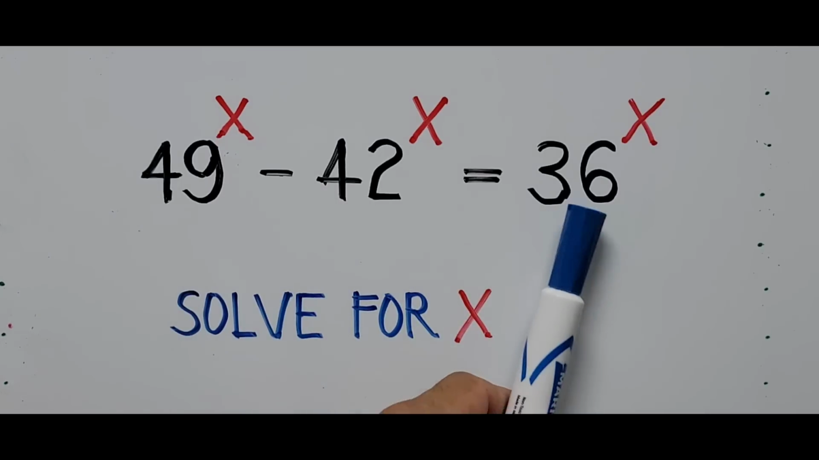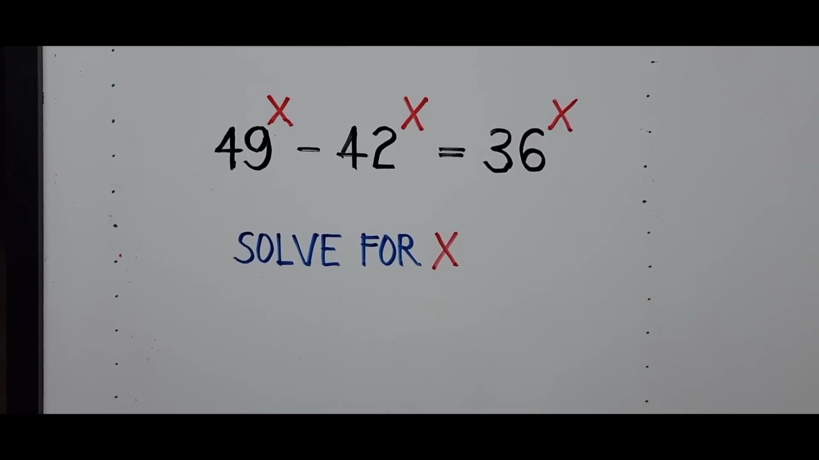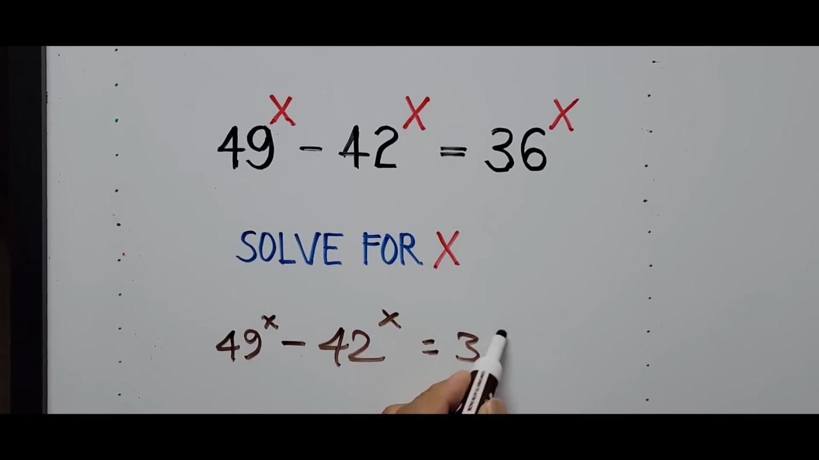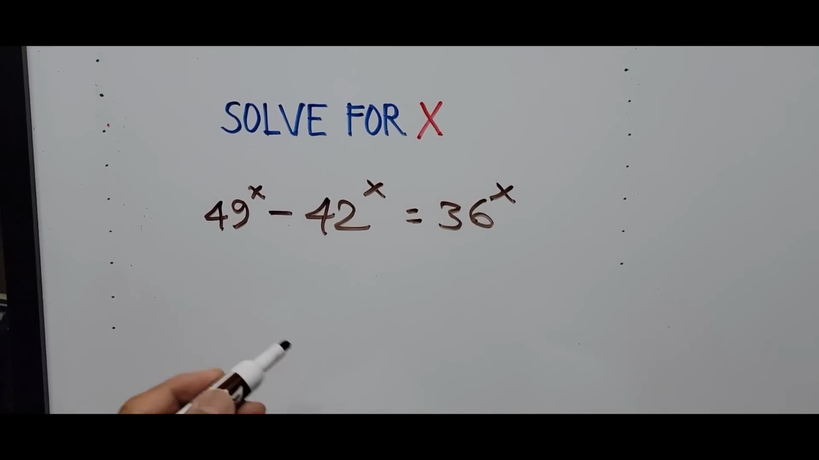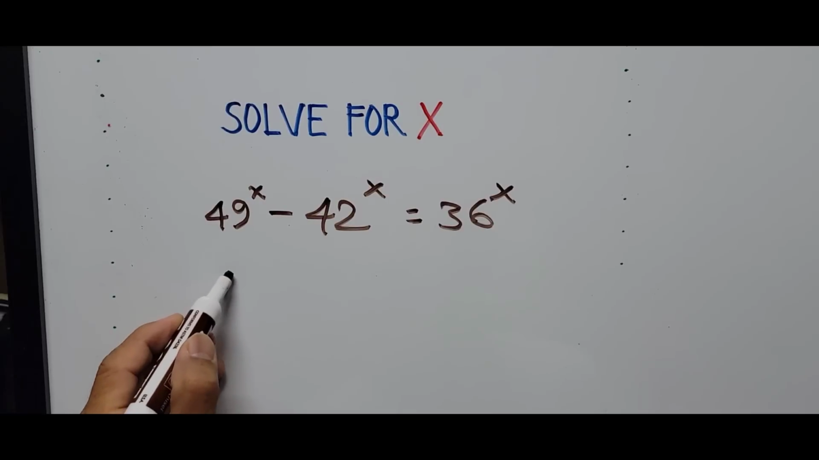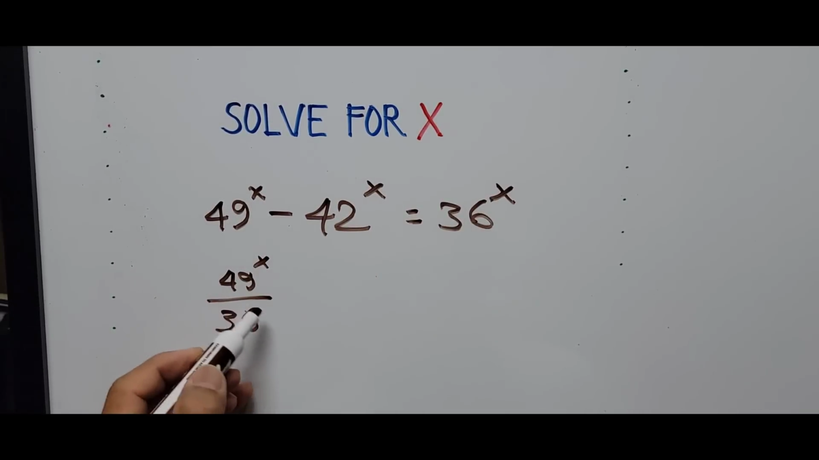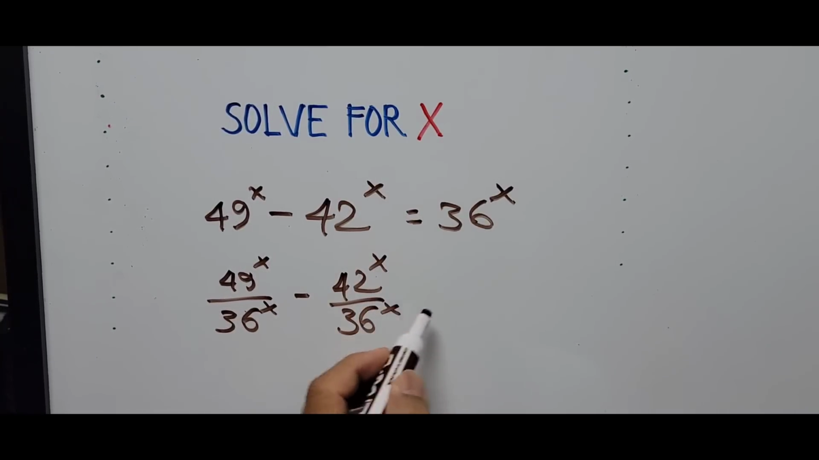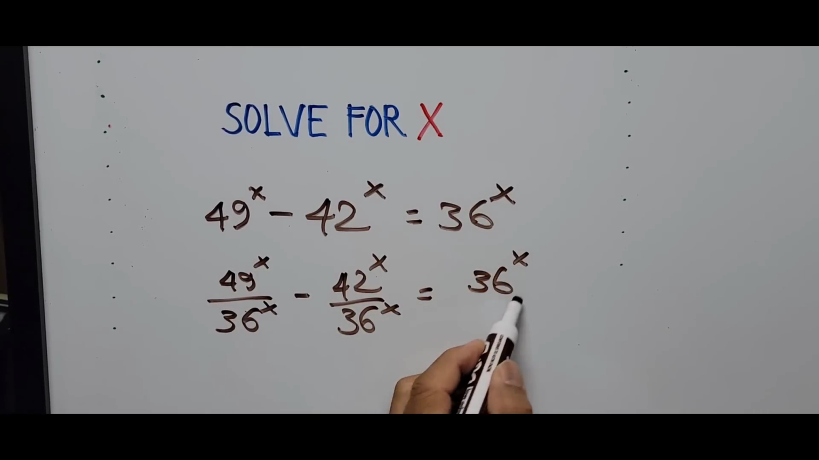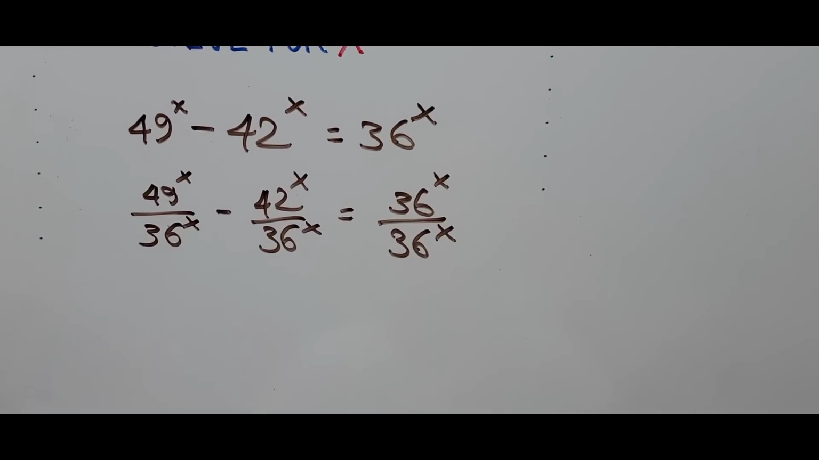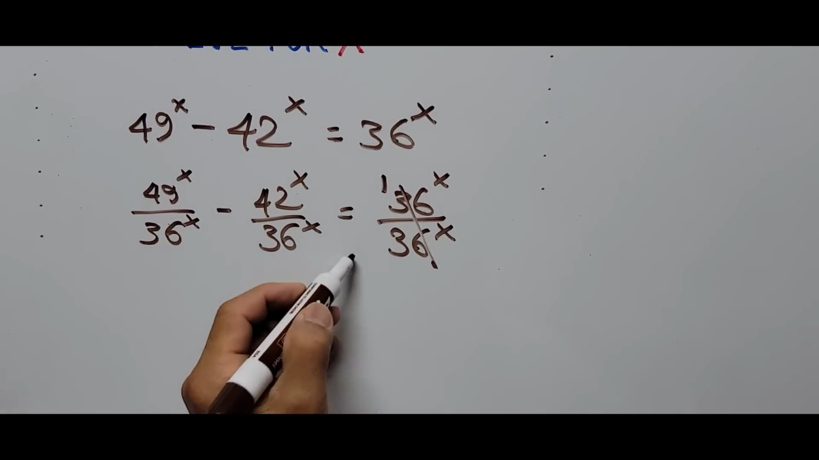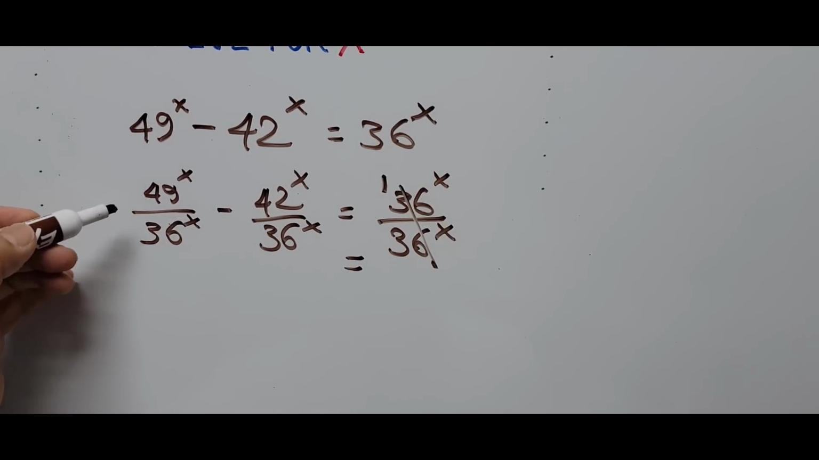So to start with, we divide the whole equation by 36. Writing the equation again: 49 raised to x minus 42 raised to x equals 36 raised to the x power. Dividing by 36 raised to x, we get 49 raised to x divided by 36 raised to x, minus 42 raised to x divided by 36 raised to x, equals 36 raised to x divided by 36 raised to x. The right side cancels and becomes 1.